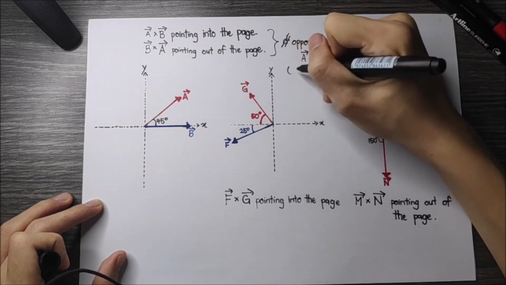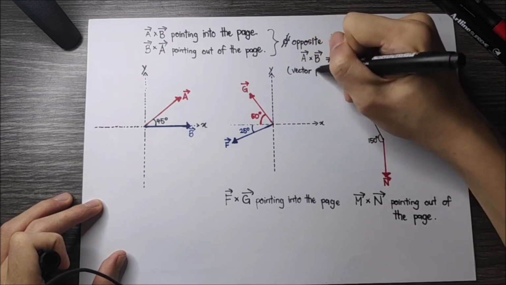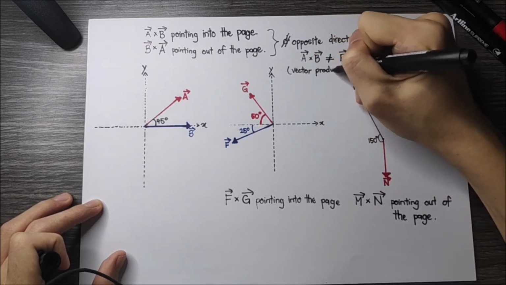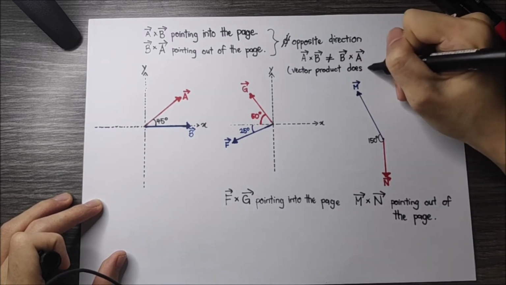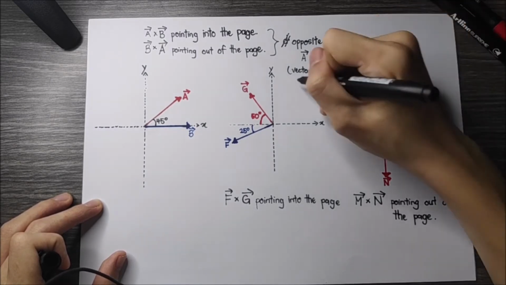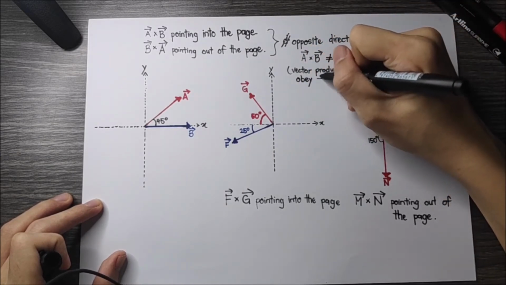So in this case, we say that vector product does not obey the commutative rule, because it's not equal. If it's equal, then it obeys. But now it's not equal, so it does not obey the commutative rule.